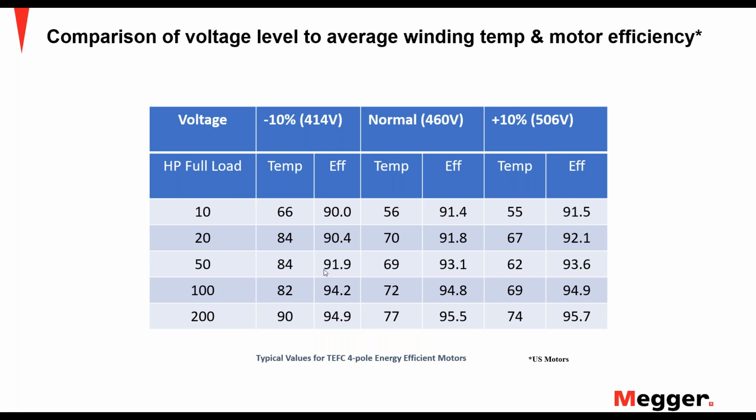Now, if we were to supply voltage to that motor that was 10% higher than nominal voltage, then our temperature actually goes down to 62. Our efficiency goes up a little bit. So that would kind of indicate that giving it higher voltage is a good thing, because now our temperature's gone down, we're running a little more efficient.